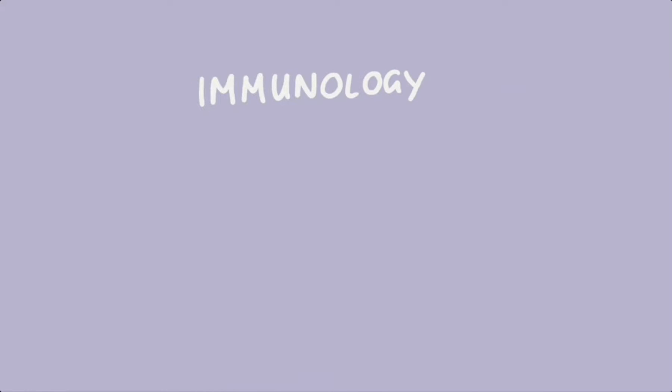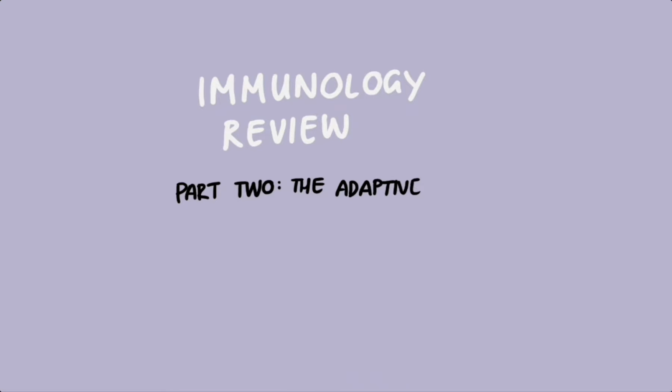This is part 2 of our immunology review. We recommend that you watch part 1 first, where we talk about cells of the innate immune system. In part 2, we're going to be looking at cells of the adaptive immune system and how that works.